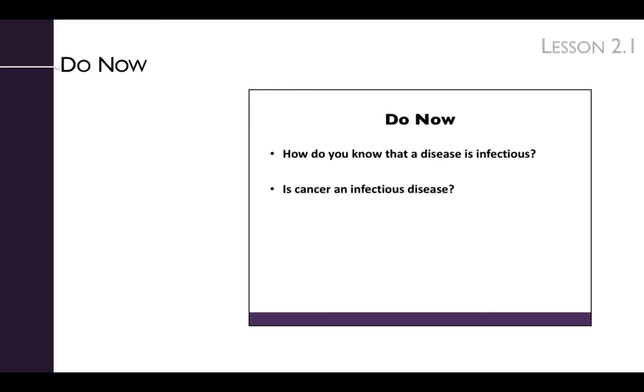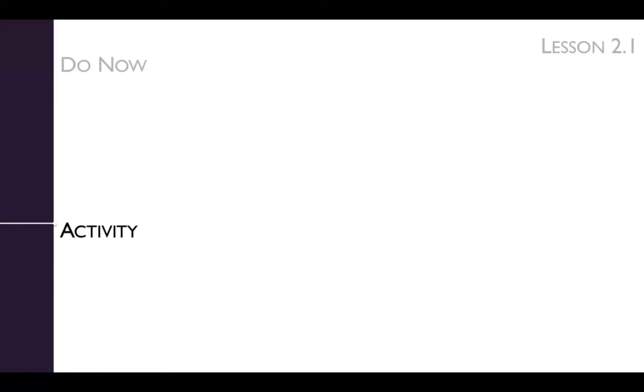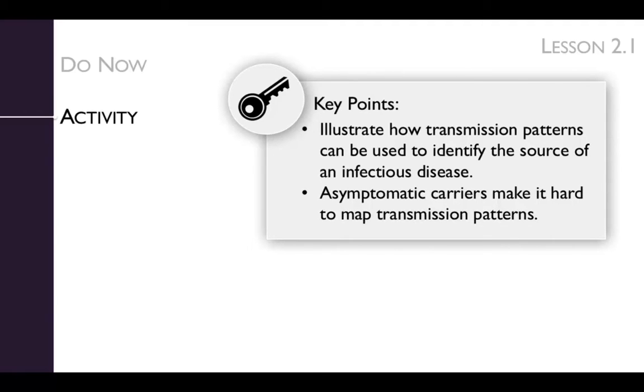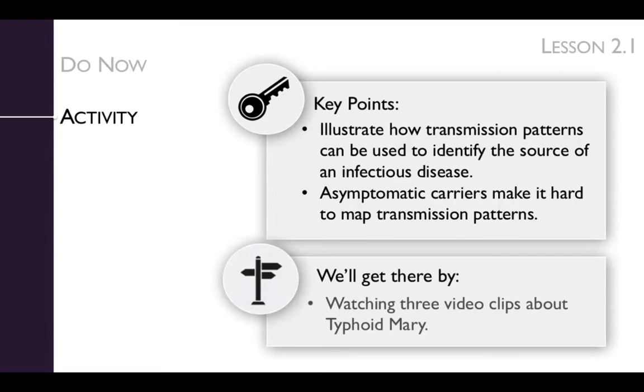Students will need to revisit the concepts they learned in Unit 1, especially the idea that infectious diseases are transmitted between people. The key points of the activity are to illustrate how transmission patterns can be used to identify the source of an infectious disease, and that asymptomatic carriers make it hard to map transmission patterns. We'll get there by watching 3 video clips about Typhoid Mary.